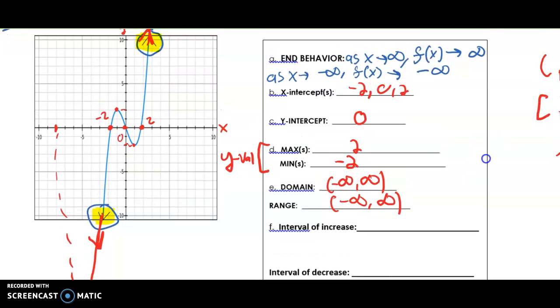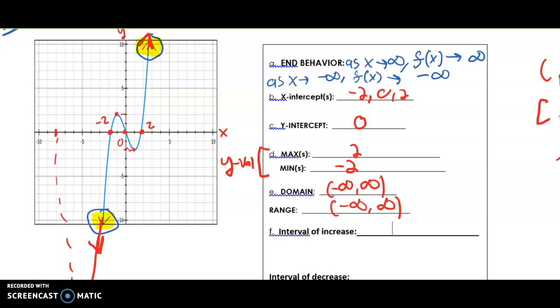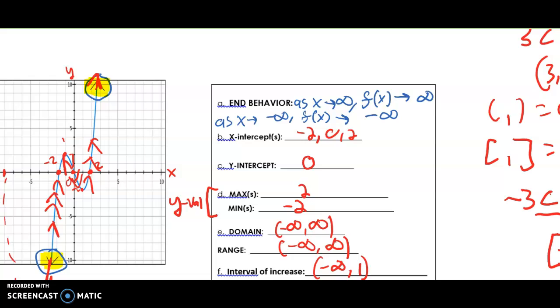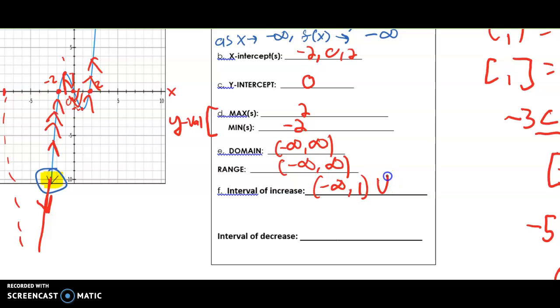Okay. Interval of increase. Let's see. It's going up here. It goes down here. And then it turns back around and goes up. So it's going up from negative infinity, and then at x value of negative 1 is when it turns around. When we're writing more than one interval, we're going to put a capital U for union. And then at positive 1, it picks up again from 1 to infinity.